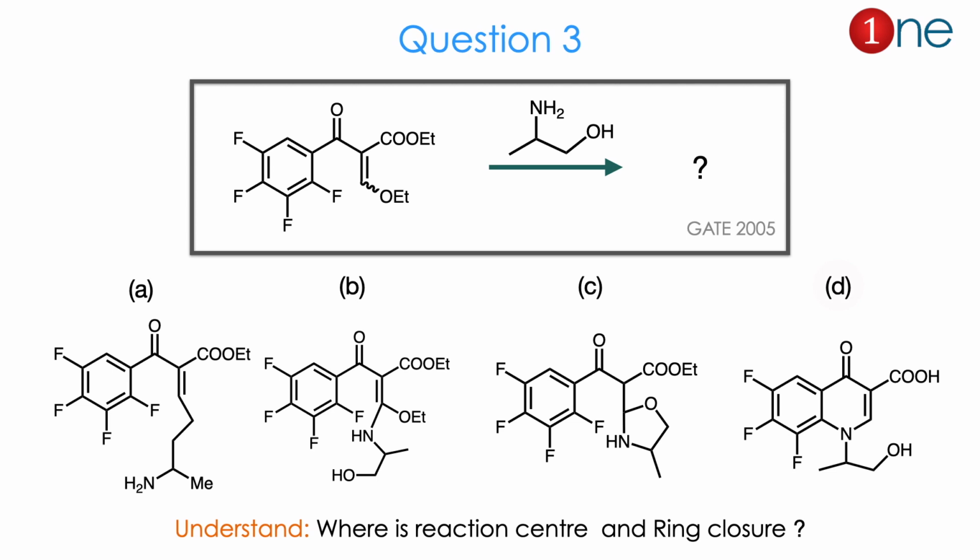The products depend mostly on where the reaction has occurred, where the amine attacks. Whether the alcohol is attacking the ring or the amine is attacking the ring. If the amine attacks, does cyclization happen or not? There can be a 5-member ring or a 6-member ring or a heterocyclic amine. So the question is really about where the reaction center is and how the ring closure occurs there. The answer is D. Let us see how.